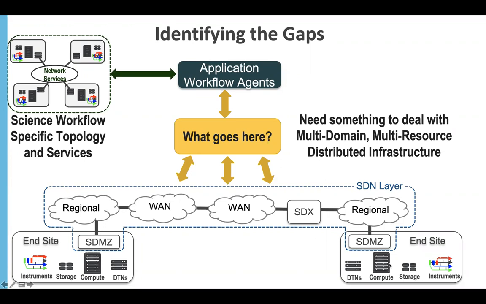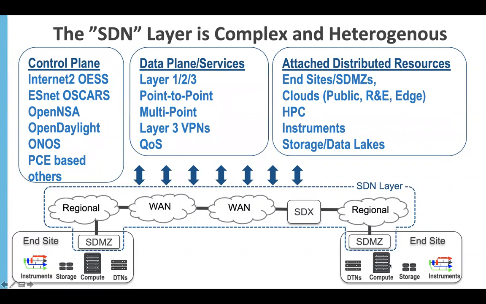So SENSE is going to automate this network end-to-end using the SDN approach. When we talk about SDN, the software-defined network, it is a very broad concept, not a single technology. It's very complex and heterogeneous. In the control plane, you have all kinds of software stacks and APIs across the domains. In the data plane, you look at layer one, layer two, and layer three, with point-to-point and multi-point technologies, and in some segments virtual private networks and overlays. You also have different definitions of QoS.